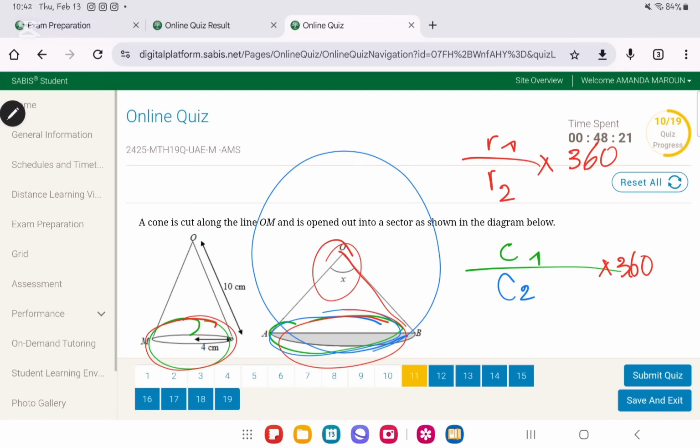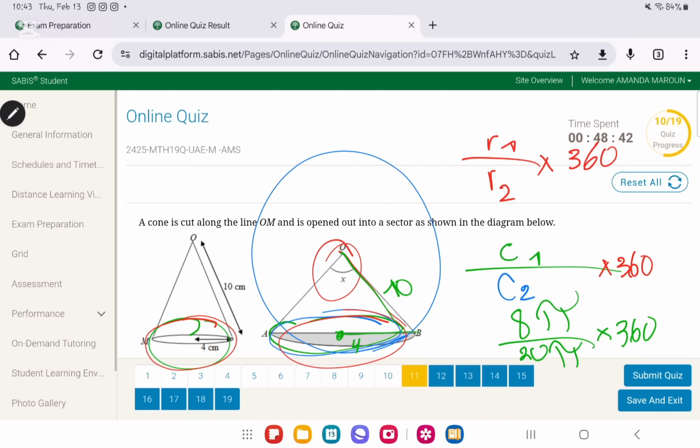So let us say we took circumference 1 over circumference 2. We know that this one has a radius of what? Of 4. And this has a radius of what? Of 10. So circumference 1 is going to be 2 times 4 times pi, so 8 pi, over what? Over 2 times 10 times pi, which is 20 pi, times 360.